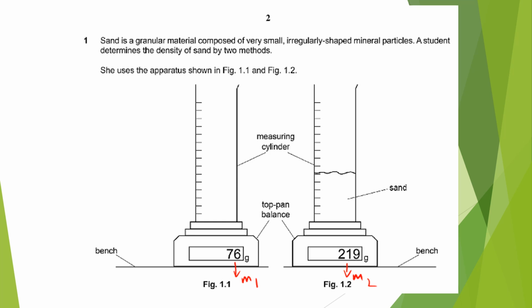So you can clearly observe, figure 1.1 is an empty cylinder and its mass is given in the display of the meter. Figure 1.2 is a beaker along with sand and its mass is indicated in the display. And for your understanding, I wrote M2 and M1.